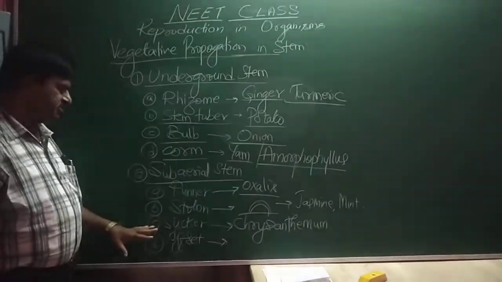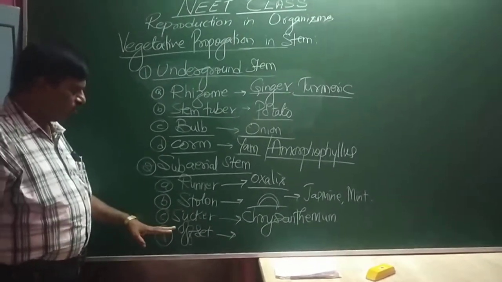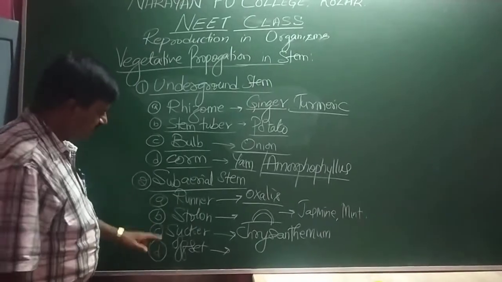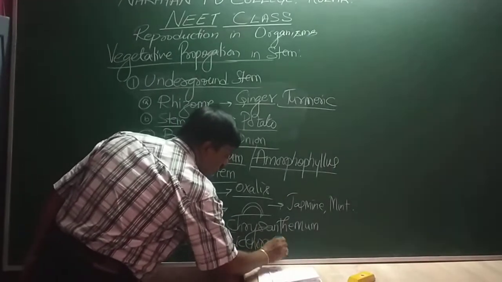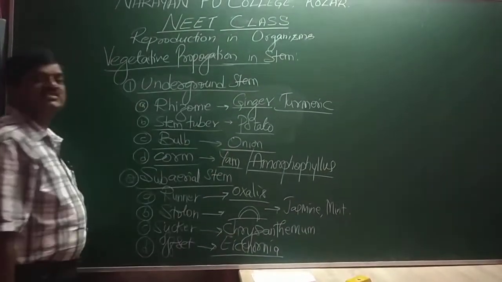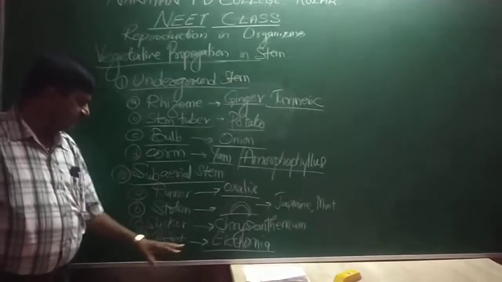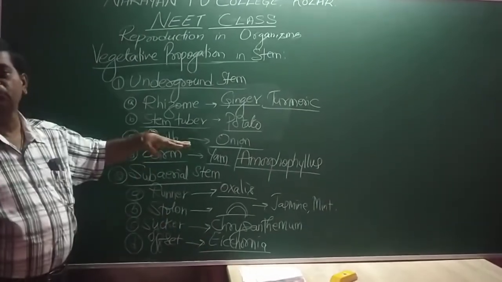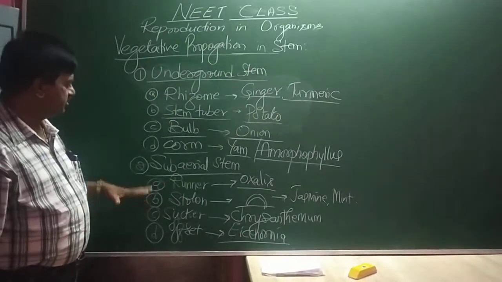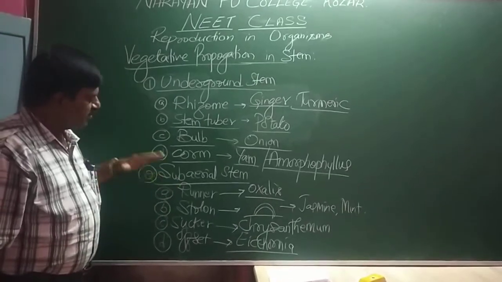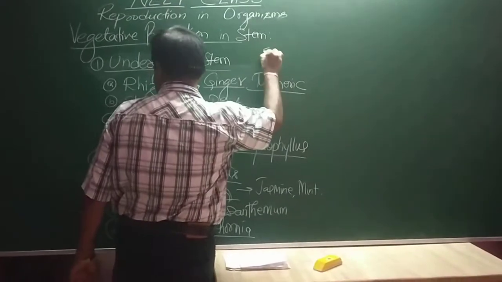The offset is nothing but an aquatic plant. It is present on the surface of the water, hence it is called an aquatic plant. Example for this is Eichhornia, also called terror of Bengal. So it is water hyacinth. This stem grows horizontal to the water surface. When the stem is cut, it gives rise to new individuals. So these are some of the subaerial stem modifications.